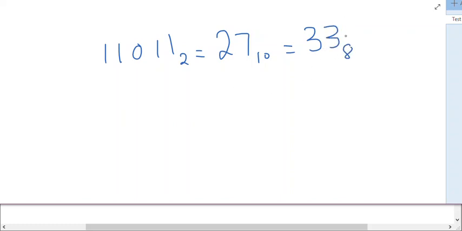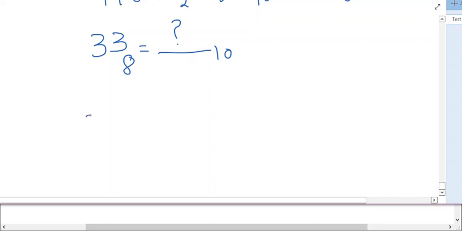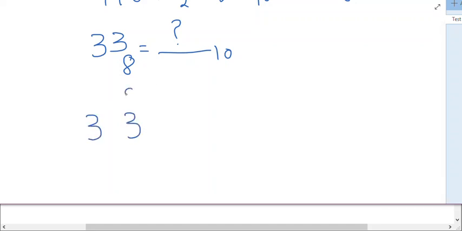Did we do it right? So let's take the 33 base 8 and check it out. Is it 27 in base 10? Because if it is, then we have done a good job. So how do we do that? We take this 33, we write down 33, the digits in there. Now what is their base? Their base is 8. So we'll write on top of them each base number.